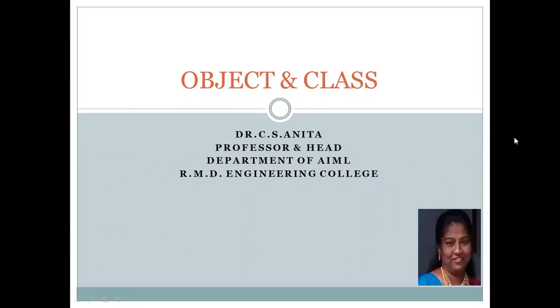Hello everybody. We will now discuss the basic building blocks of any object-oriented programming language. There are two basic building blocks, namely the object and class. So now we are going to discuss in detail what is an object, what are its examples, what is a class, how to define a class, and how to write a simple program in Java using class.